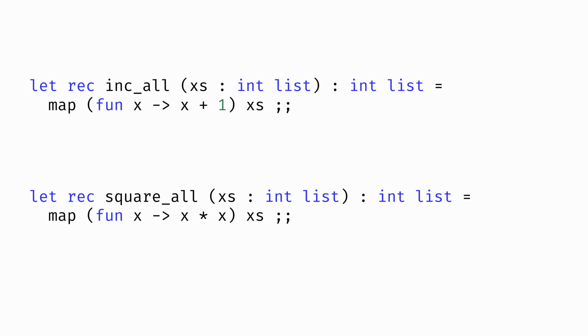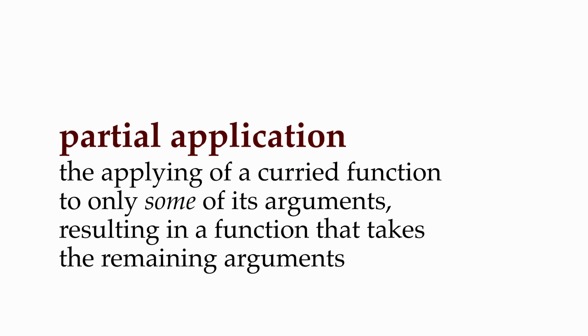There are other improvements we can make here too. Remember that functions in OCaml always take their arguments one at a time. When we have a function that appears to take multiple arguments, it's actually just a curried function that takes a single argument and returns a new function that takes the remaining arguments. That insight enables us to use a technique known as partial application, where we apply a curried function to only some of its arguments, resulting in a function that takes the remaining arguments.